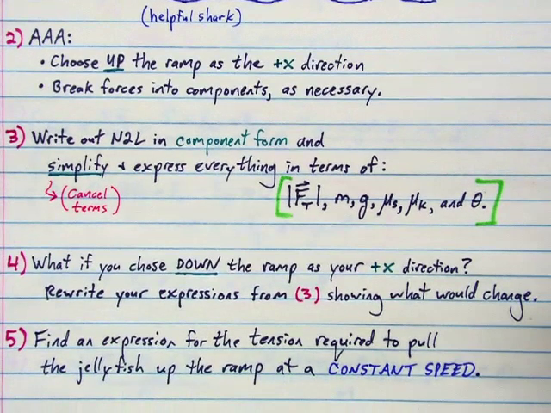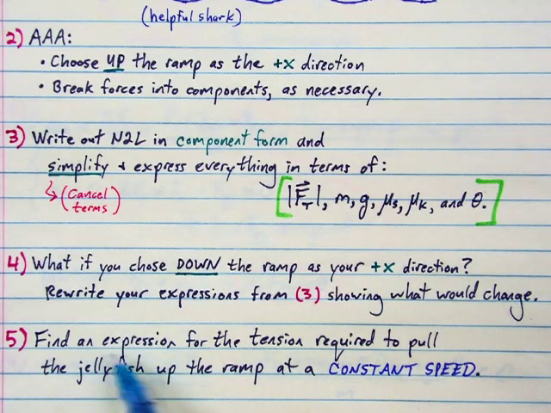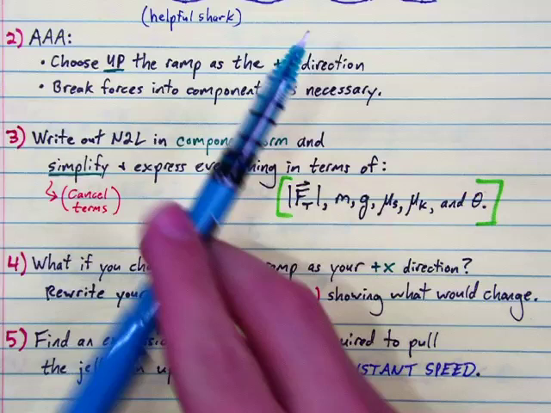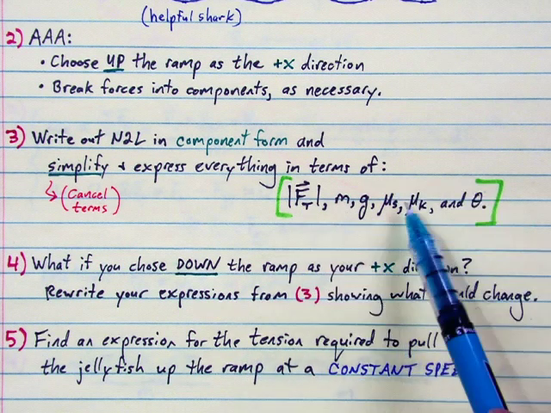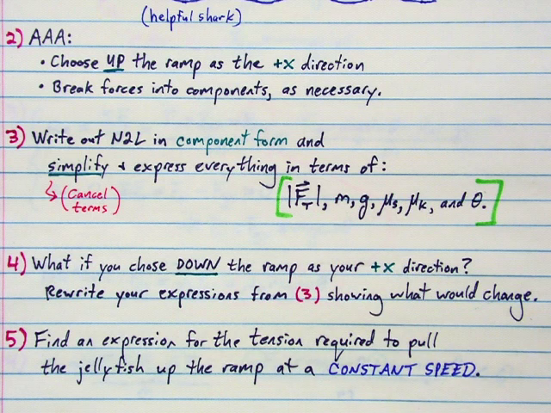And lastly, consider what expression for the tension would be required if you're going to pull the jellyfish up the ramp at a constant speed. So what if instead of accelerating up the ramp, it were just moving at a constant speed? Find an expression for the tension, again, in terms of just these variables here, but not necessarily all of them.